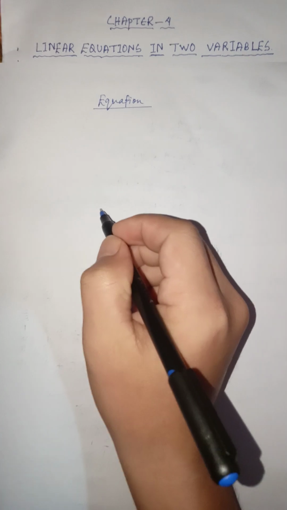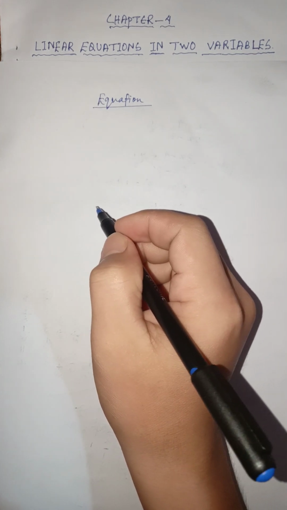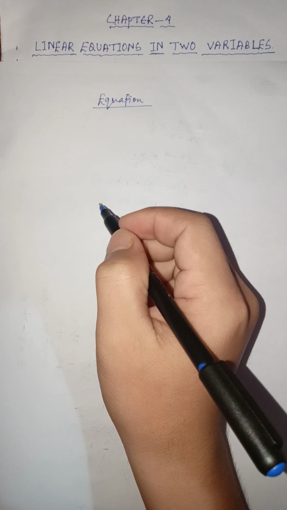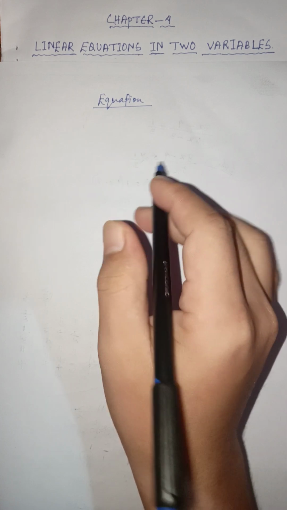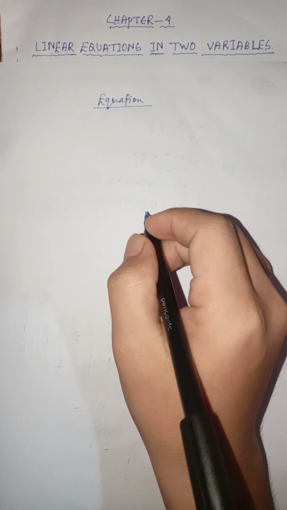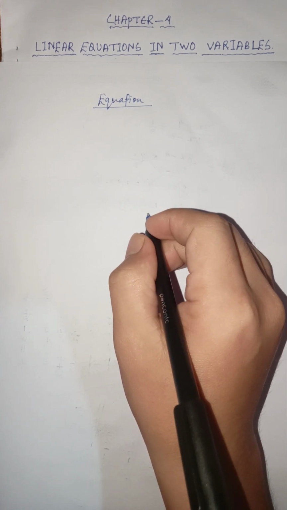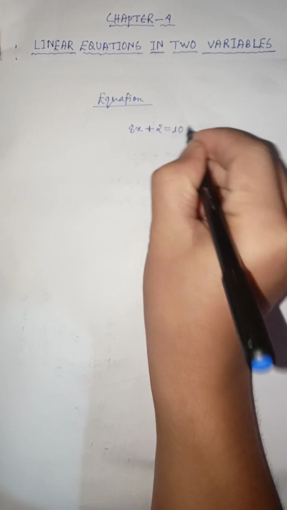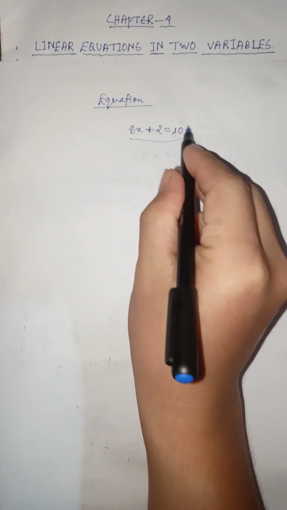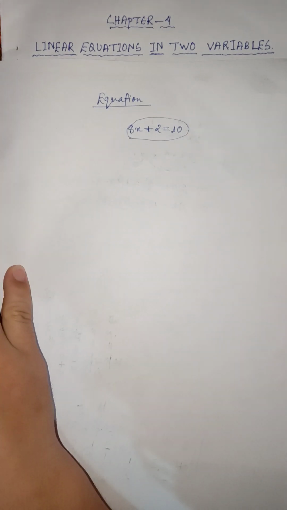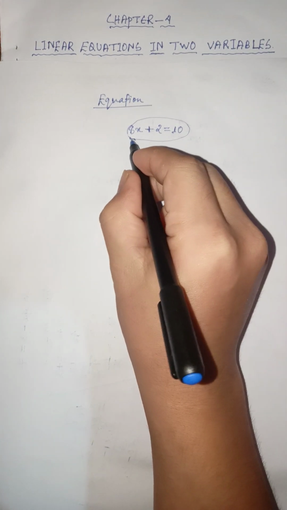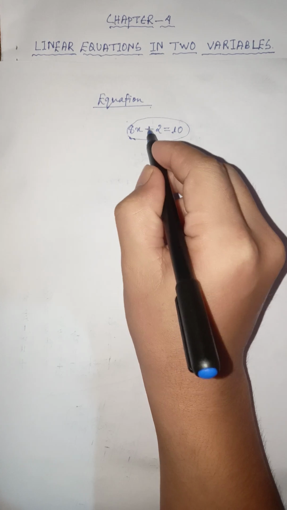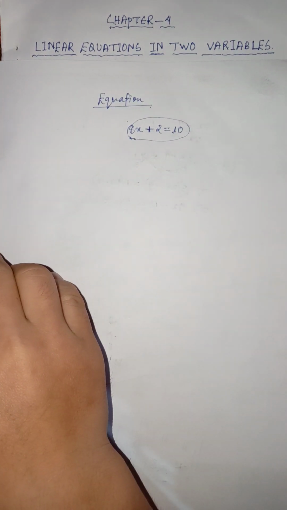What do you mean by equations? An equation is a statement of equality which contains one or more unknown quantities or variables. We call it an equation. An example of an equation will be, let us take this: 8x + 2 = 10. Right? So this is an equation. If this is clear to all of you, then let us move to the next.